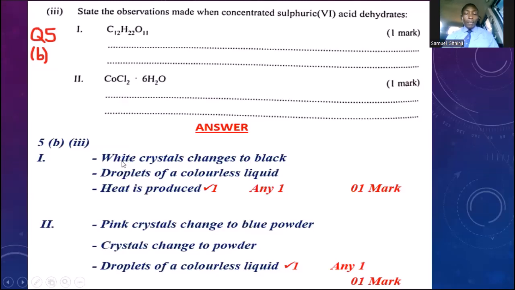If it is sugar, whether it is brown sugar or white sugar, it changes to black. Droplets of a colorless liquid form, and heat will also be generated. With the second part here, the pink crystals will form blue powder. That is it. Crystals change to powder. That is still an observation. And then droplets of a colorless liquid there.